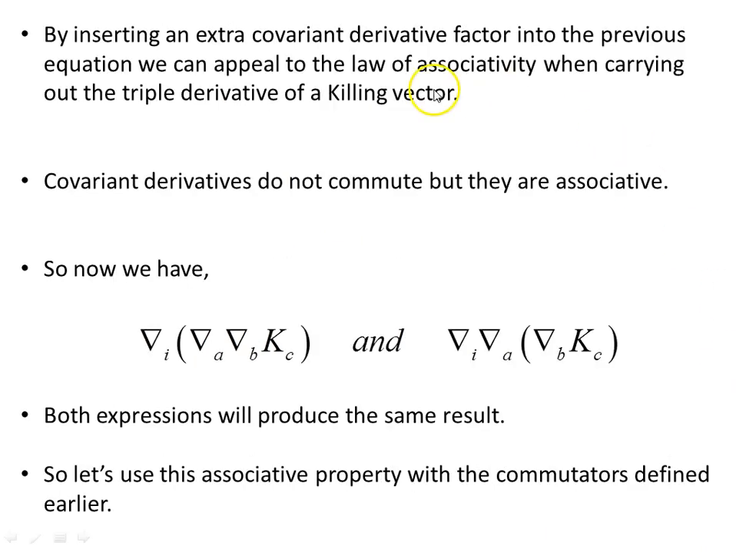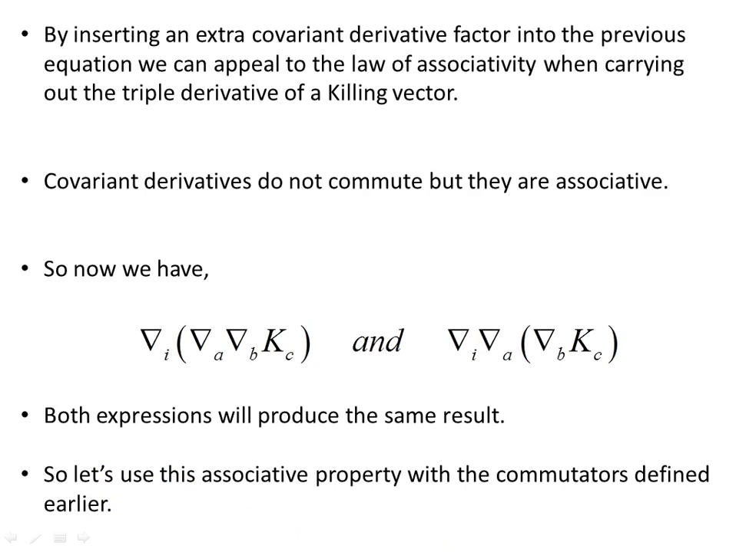Alright, by inserting an extra covariant derivative factor into the previous equation, we can appeal to the law of associativity when carrying out the triple derivative of a Killing vector. So covariant derivatives do not commute, but they are associative. So now, instead of the 2 covariant derivatives, we have 3, and we'll use associativity. So let's perform this operation first, and then over here, a similar thing, let's do this first and then these two here. Now both expressions will produce the same result.